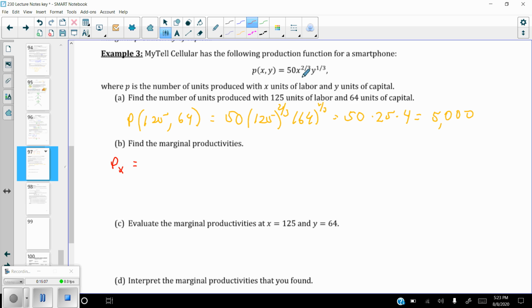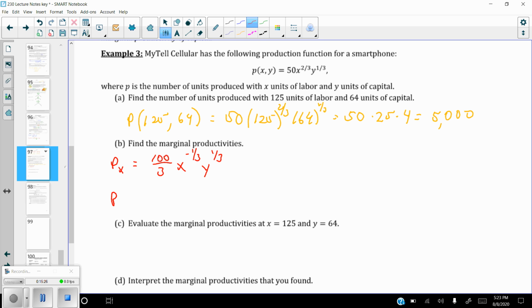We're going to bring the 2/3 out to the front and multiply it by the 50, which is 100/3. X to the, reducing that 2/3 by 1 is now -1/3. And then y to the 1/3, because that just stays the same. So there's your partial with respect to x.